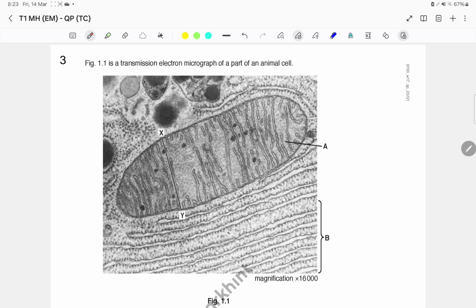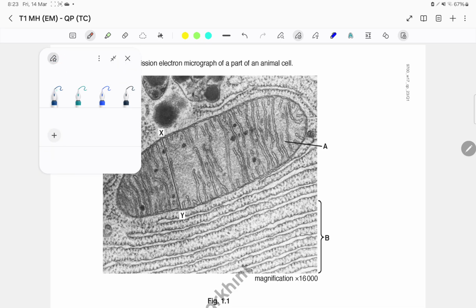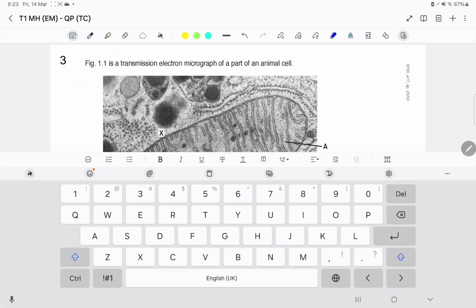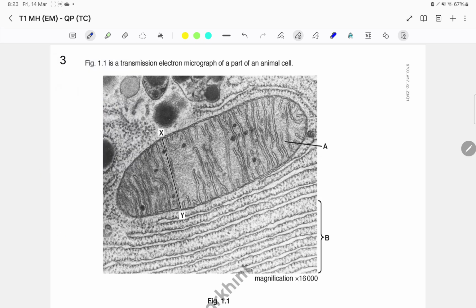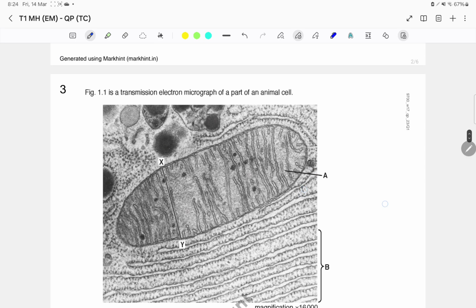Just a little bit of revision for everybody. You can always take notes as well. It's going to be useful to take notes anyway. So this is the structure of a mitochondrion. We know that the mitochondrion is an example of an organelle that has a double membrane.